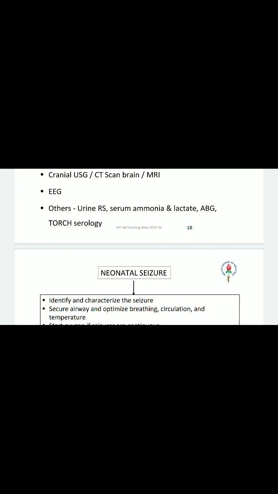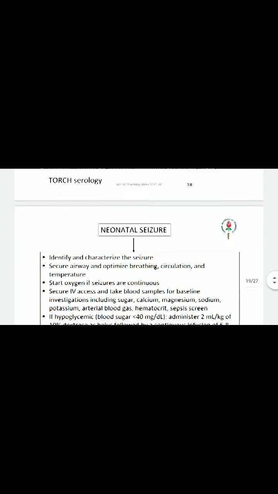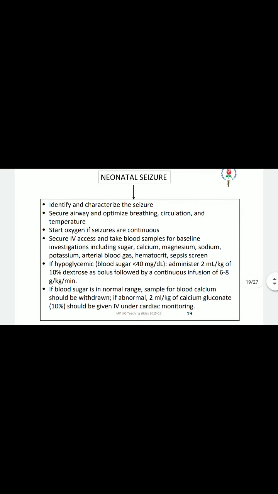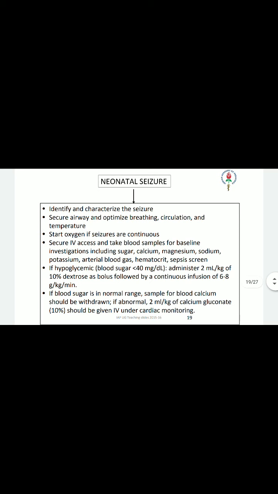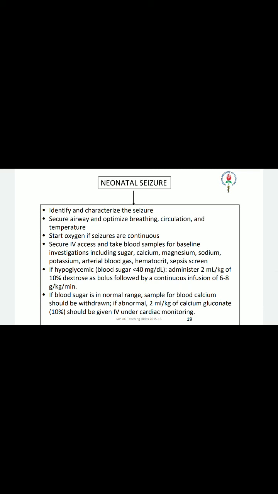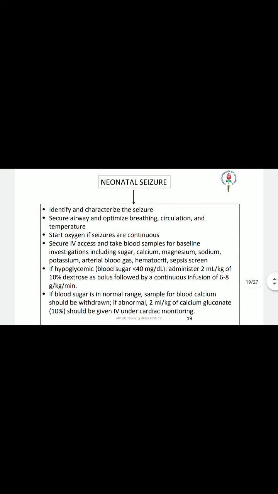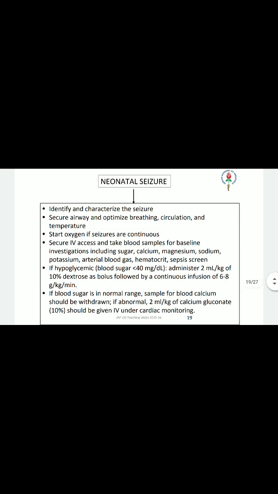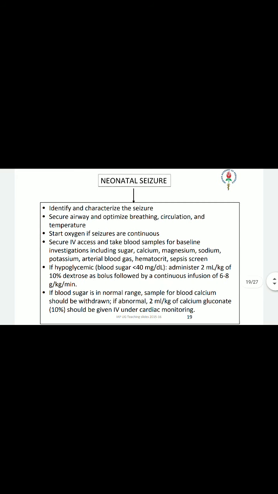ABG, and serology to be carried out. So now coming to the management of neonatal seizures. It is an emergency. Identify the cause early, the type of the seizure, and characterize the seizure. Any emergency follows the ABCD approach, that is airway patency, is the baby breathing, look for circulation and temperature.